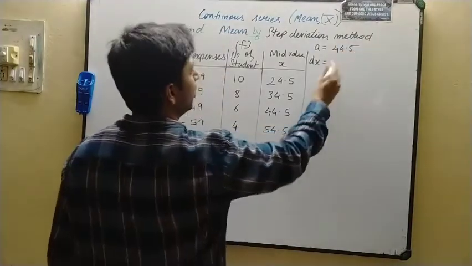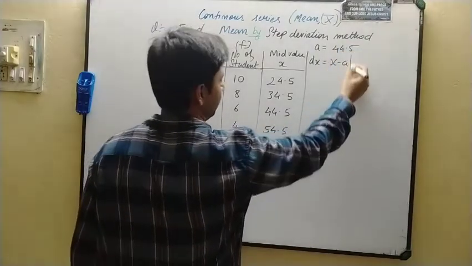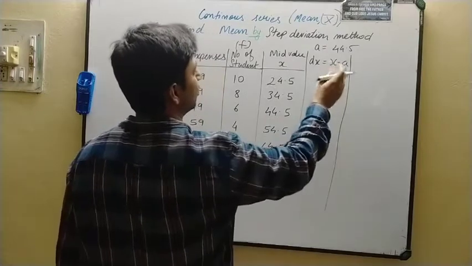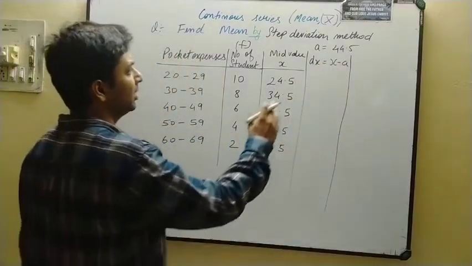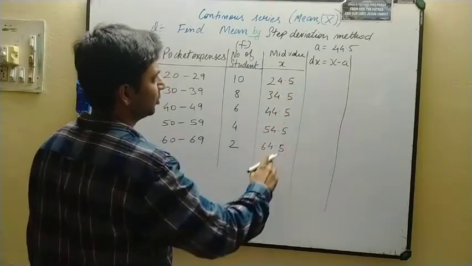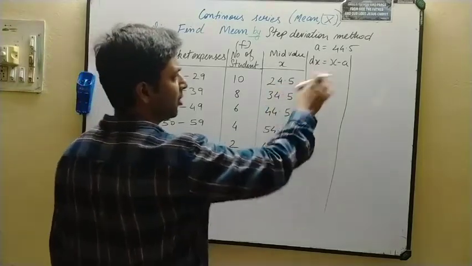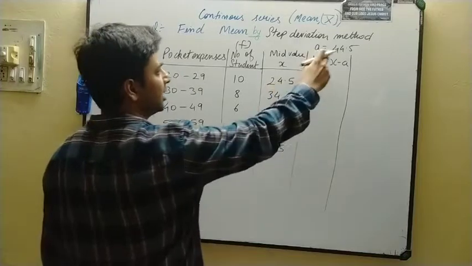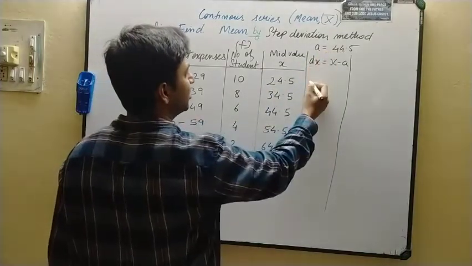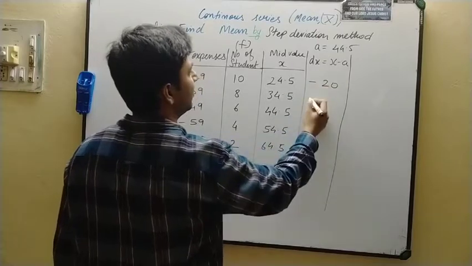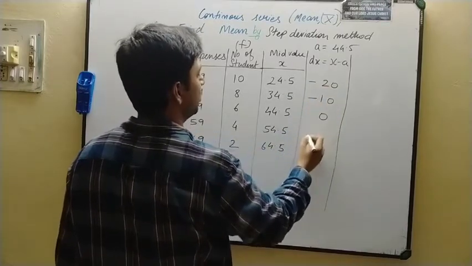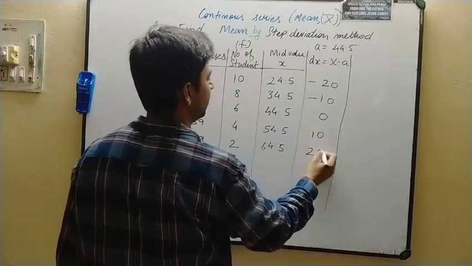Now x minus a. This is what we are supposed to do, x minus a. What is x over here? These are the x values, so we have to write the difference. So x minus a is definitely something in the minus. So it will be minus 20, then the difference of 10, then 0, then positive values over here.